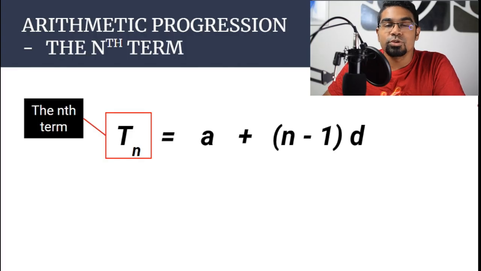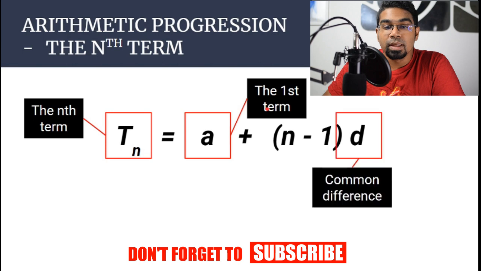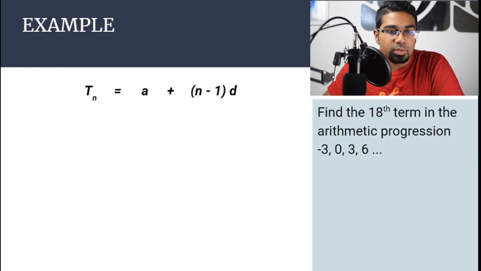This formula is used to find the nth term. Tn represents the nth term. a represents the first term. n minus 1: n depends on which term we are looking for. If we are looking for the sixth term, then n will be 6. This value of n will be 6 as well. So this is n minus 1 multiplied by d, which is the common difference. Let's look at an example and how to use this formula.